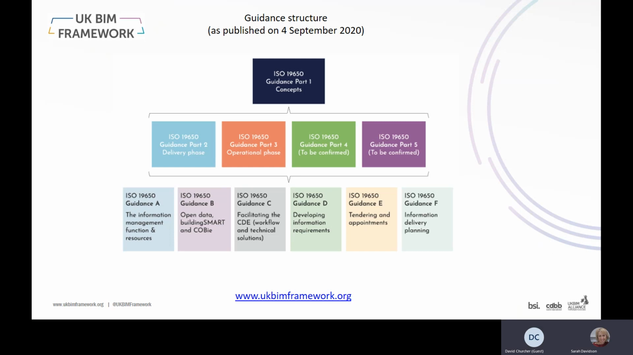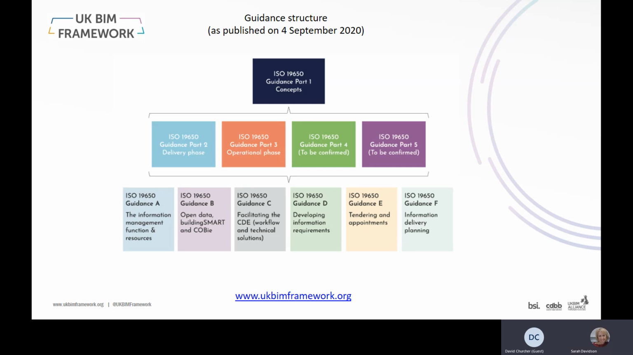Guidance B covers open data and buildingSMART topics. It will also cover COBie, but this section is not yet written. And Guidance C covers the common data environment in terms of workflow and technology. It looks at assignment of metadata as required by the National Annex to ISO 19650 Part 2 as well. Guidance D is all about information requirements. It explains the fundamentals of what they're trying to do and the details of different types of requirements with some very detailed examples.